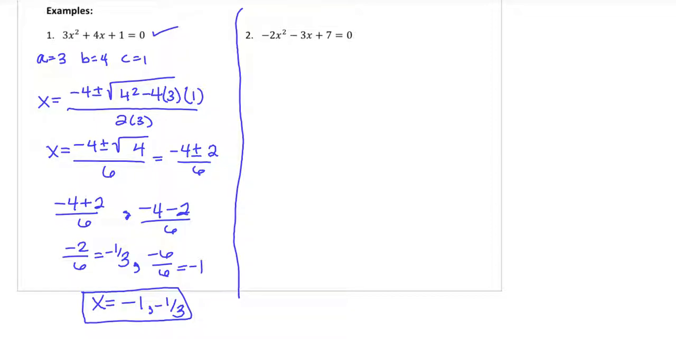So again, check. Is the equation equal to 0? Yes, check. So what's A? A is -2. What's B? -3. What's C? 7. Okay, so plug it in.